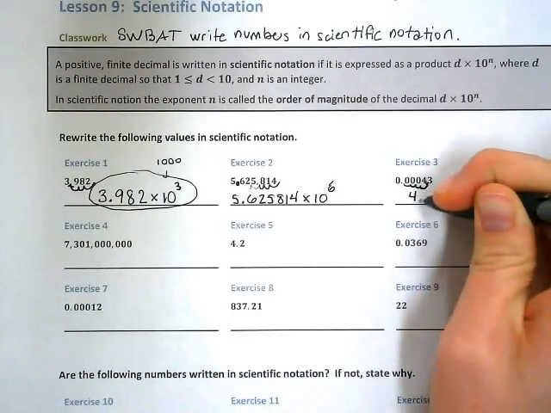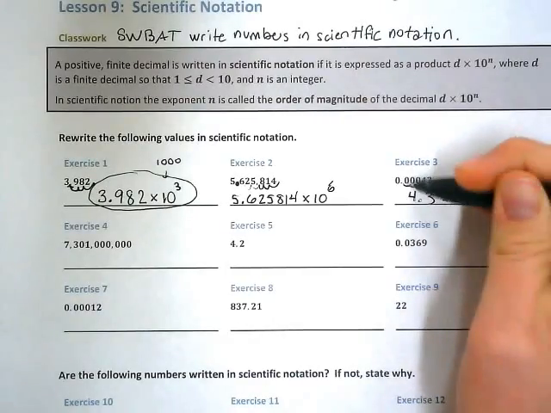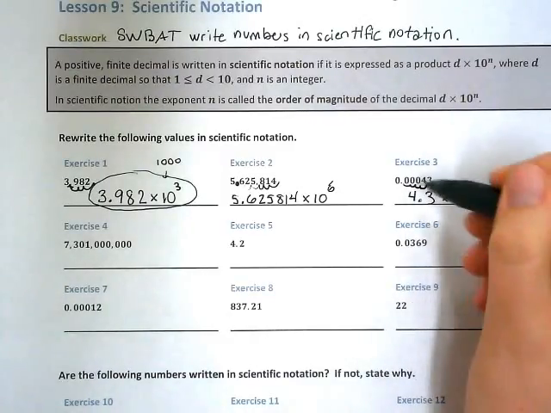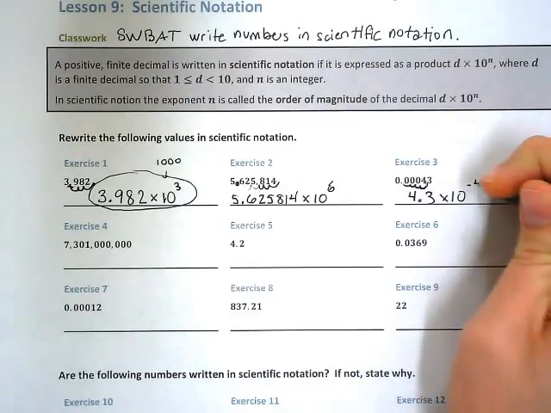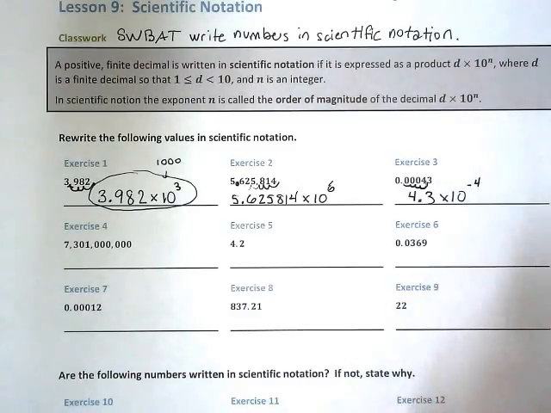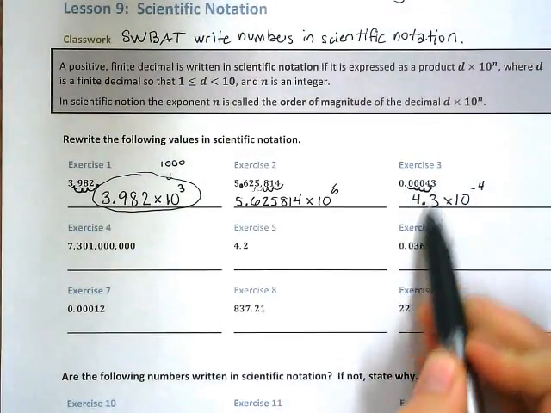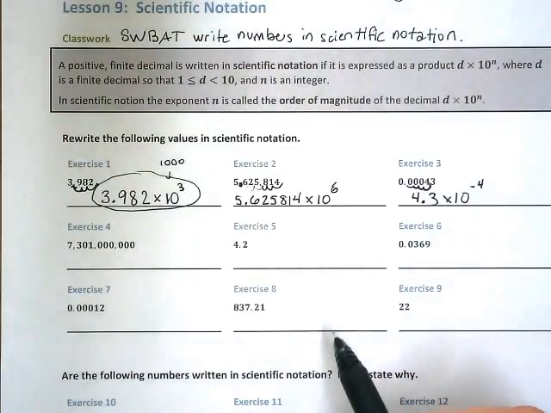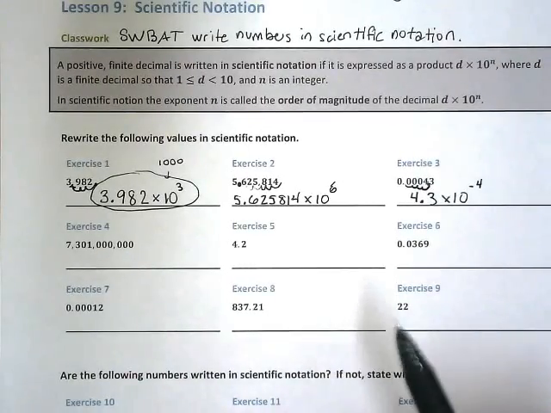Now we have a 4.3 times 10. 1, 2, 3, 4. I moved my decimal place 4 over, but since this time I moved it to the right, I'm going to call this 10 to the -4th. So when we start out with a decimal and we need to end up making this number bigger, we're going to be multiplying by a negative exponent. All right, so this is how you write in scientific notation.